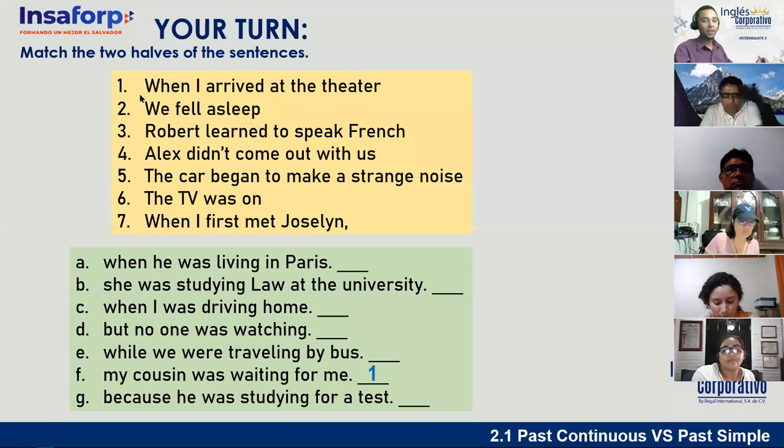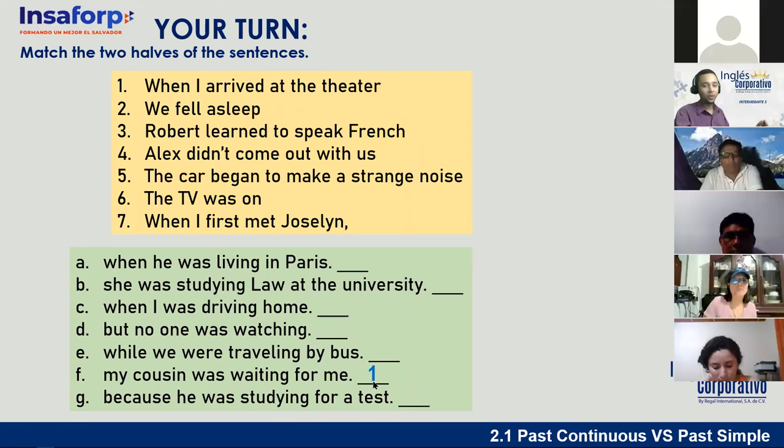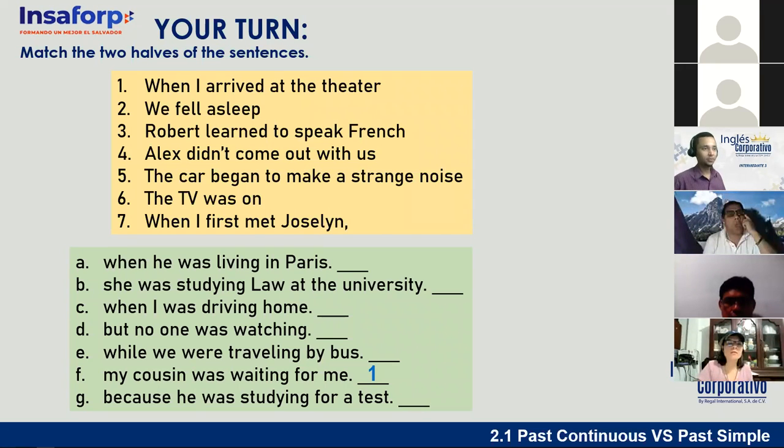Okay, everybody. Number 1: when I arrived at the theater, my cousin was waiting for me. What about number 2? Manuel. We fell asleep while we were traveling by bus. While we were traveling by bus, that is correct.